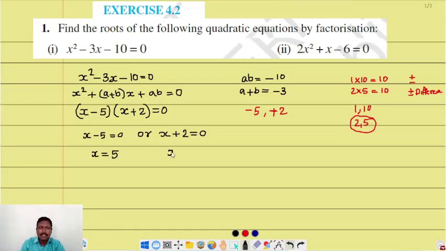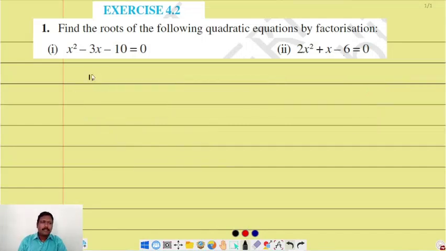Or x is equal to, from here you will get this plus 2, you can transpose to the right side, then you will get minus 2. So x is equal to 5 or x is equal to minus 2. So these are the solutions, these are the values of x. So x is equal to 5 or x is equal to minus 2 are the solutions of this equation.